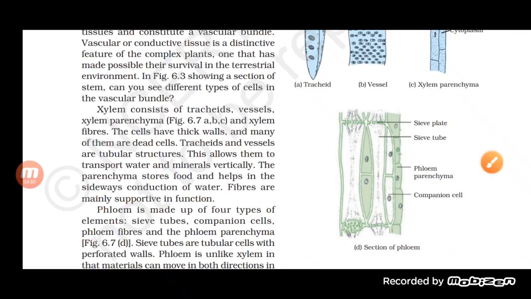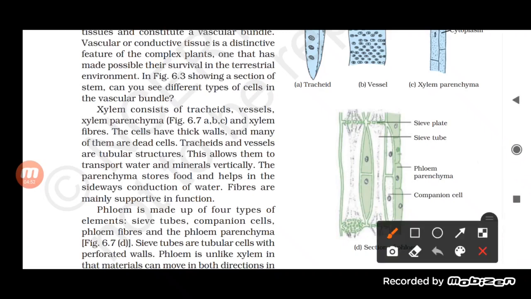So if you look here at the first one, that is tracheids and vessels. These are tube-like structures, tubular structures. Obviously, since they have to carry something, that is why it is a tubular or tube-like structure.